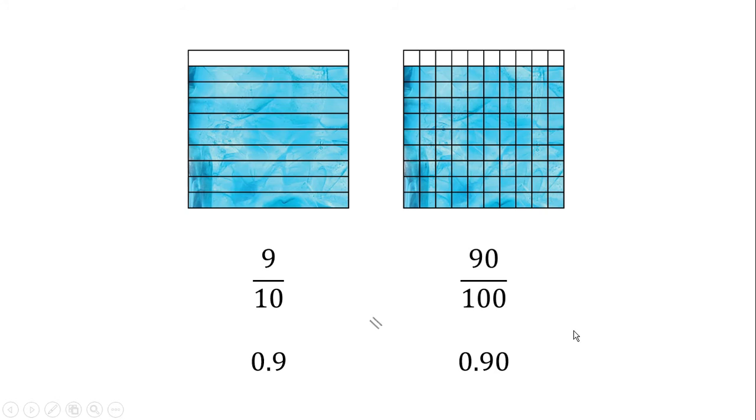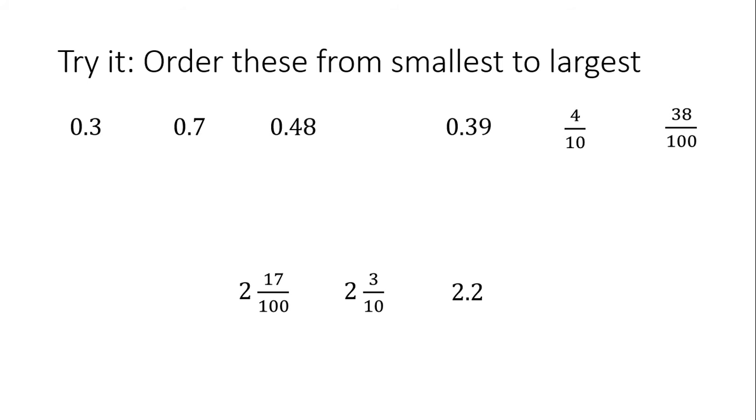They're all equivalent. And that's going to be useful because if you're trying to sort numbers and some of them are fractions and some of them are decimals and some of them are tenths and some of them are hundredths, it can be useful to convert them all into the same form. So, here are some examples.